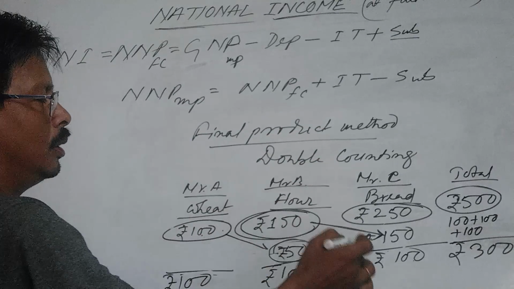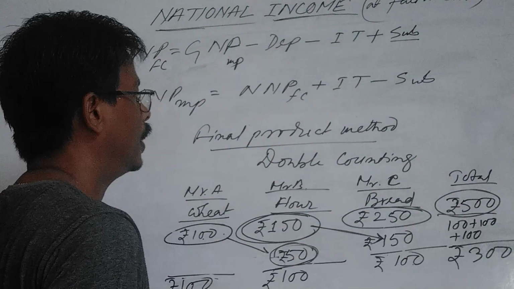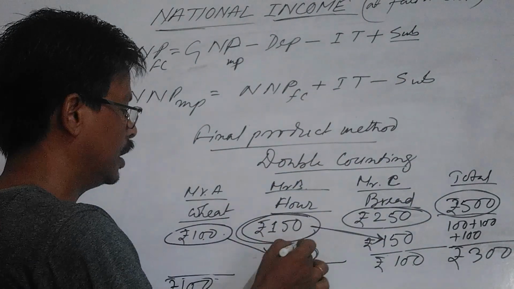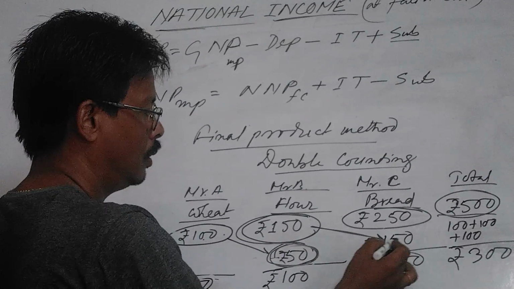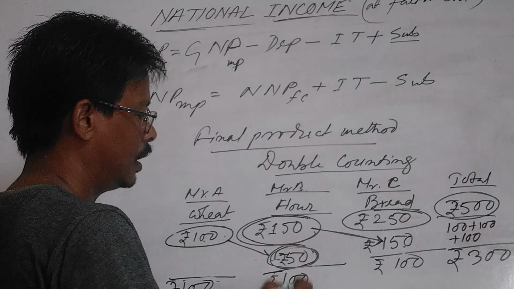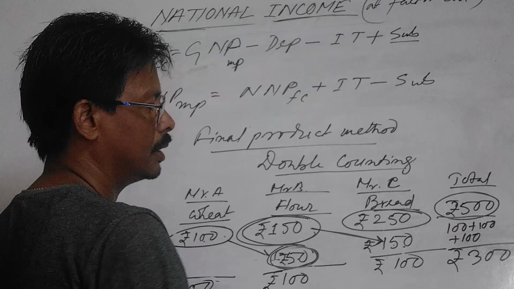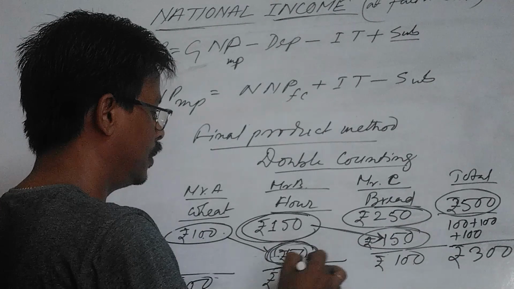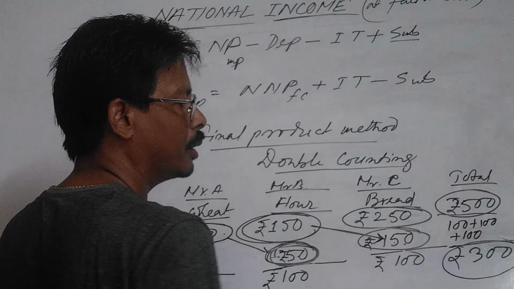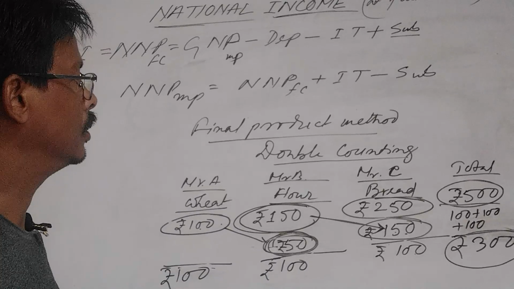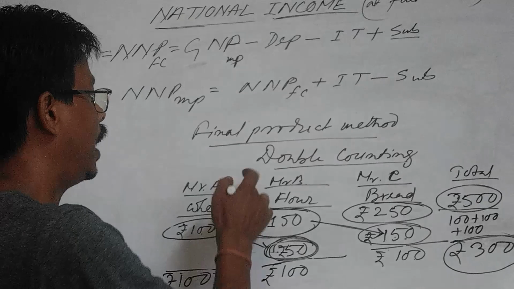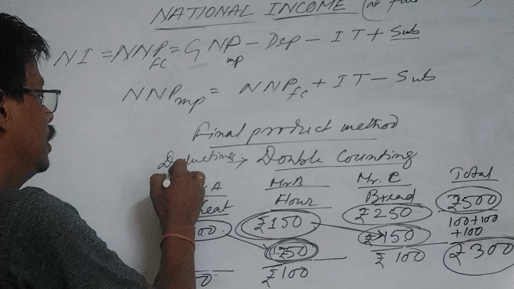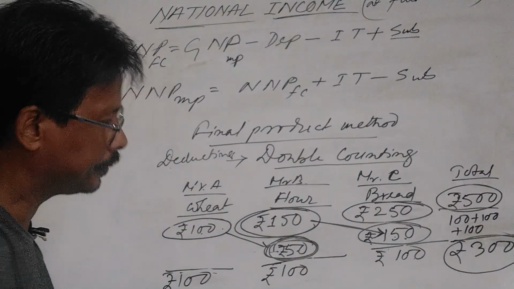But we calculated previously, with the help of the final product method, a value of rupees 500, which is doubling the account of the value of intermediate goods. That is the reason: 150 and 50 are counted there, so it becomes 200, 300, 500. So if we deduct the value of intermediate goods, we will actually obtain the value of final goods produced.